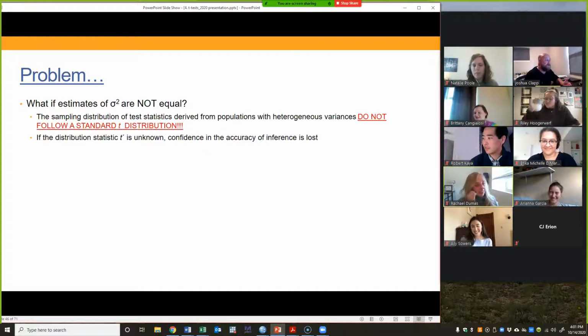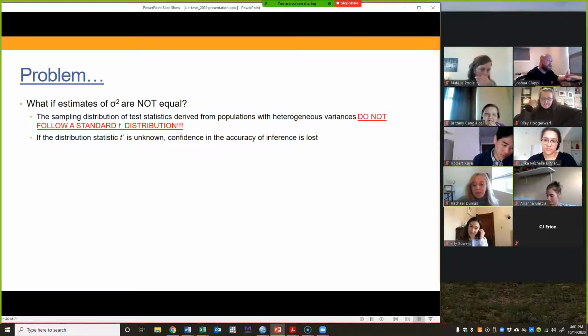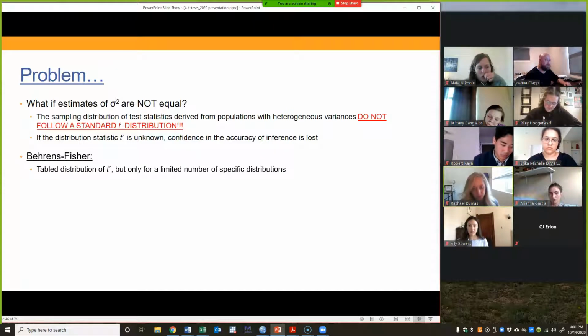But that's essentially what we're worried about. As soon as we are pulling samples from populations that don't have equal variance, and I still calculate my test statistic, the problem is my test statistic no longer follows a known distribution. And if my test statistic doesn't follow a known distribution, now all of a sudden my confidence in the accuracy of my inference starts to be degraded, and this becomes problematic. So this is obviously a huge limitation, and so we want to develop a workaround.